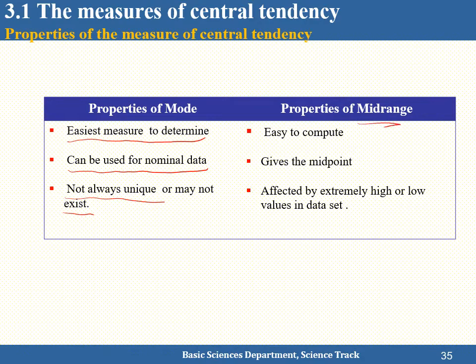And for the mid-range, it's easy to compute: lowest plus highest divided by 2. I will not say the midpoint, but the average of the maximum and the minimum. It is affected by extremely high or low values in the data set. Yes, this is true. When you add a very, very big number, it will change the mid-range of the data.